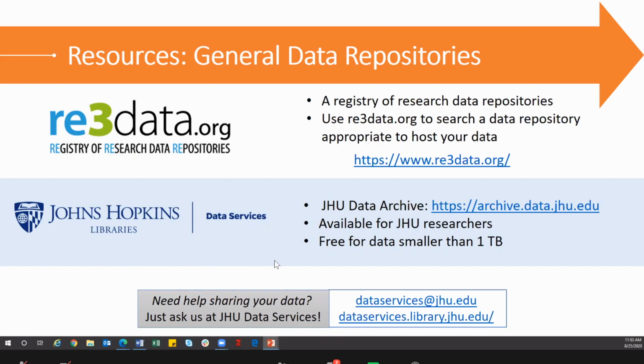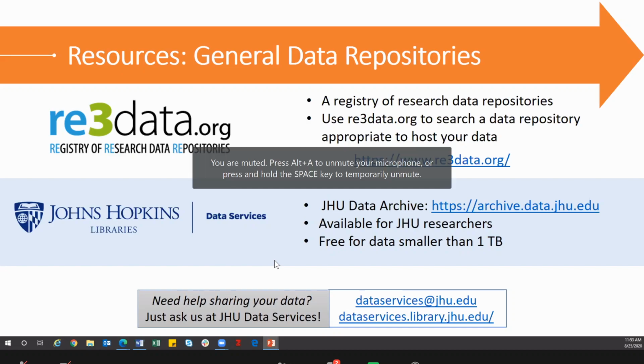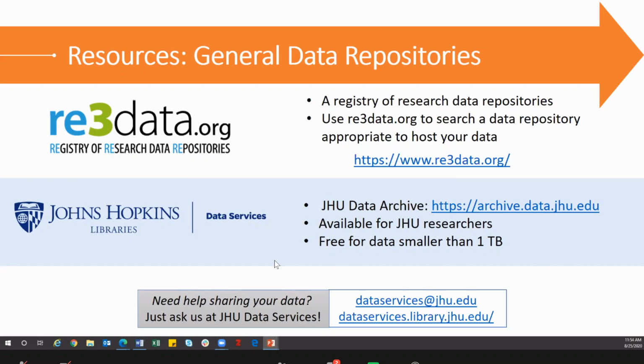We have the JHU Data Archive, which is available to all JHU researchers, and archiving is free for data sets up to 1 terabyte in size. I also want to highlight this RE3 Data website, which is a catalog of data repositories. If you're looking for something in a specific field, you can search the catalog. It's pretty comprehensive and can help you find data repositories in a specific field.